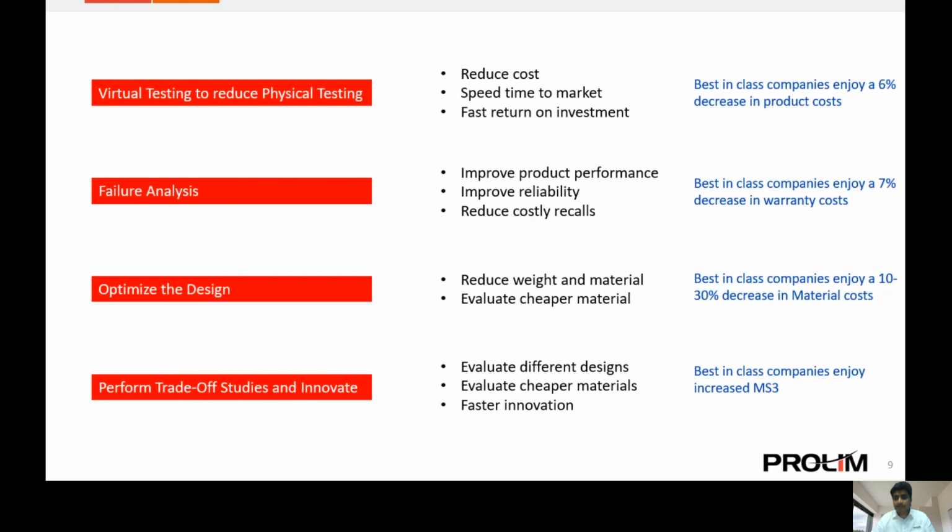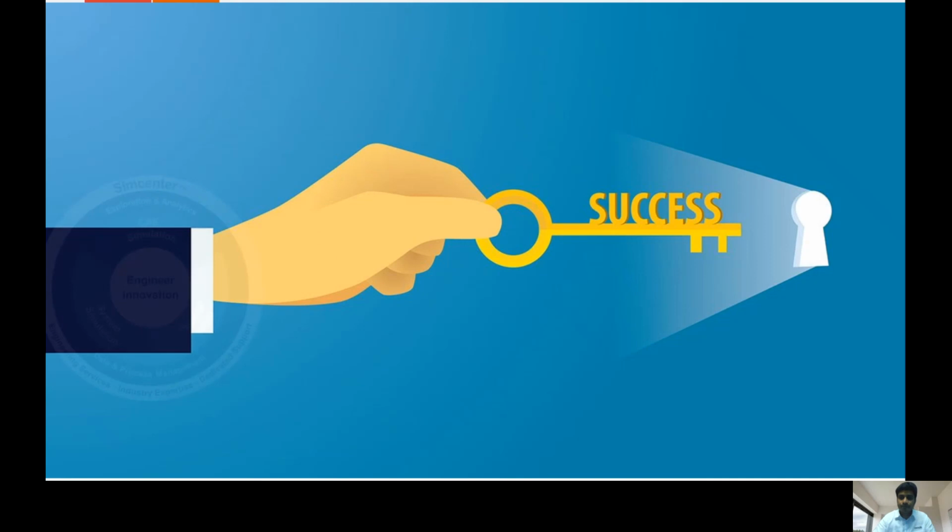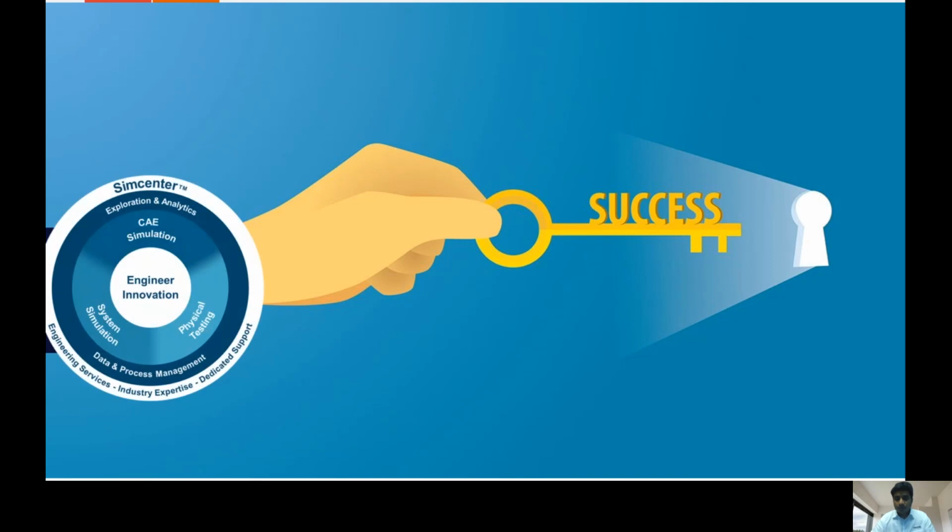So best in class companies enjoy increased MSQ, that is market share, market margin on sale, and market size, which is getting increased by doing all this virtual testing with the help of simulations. So simulation is a key to the success of any product of any organization.